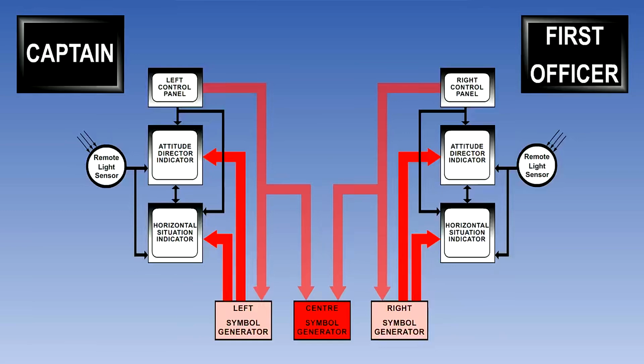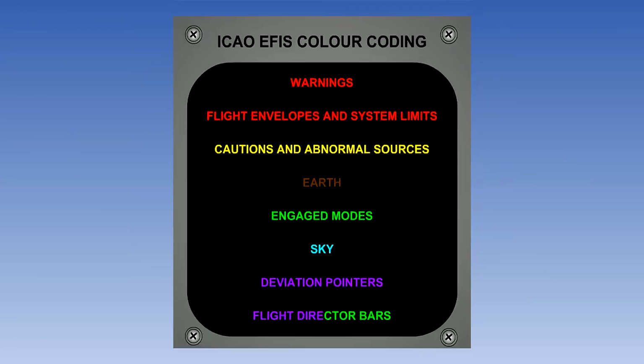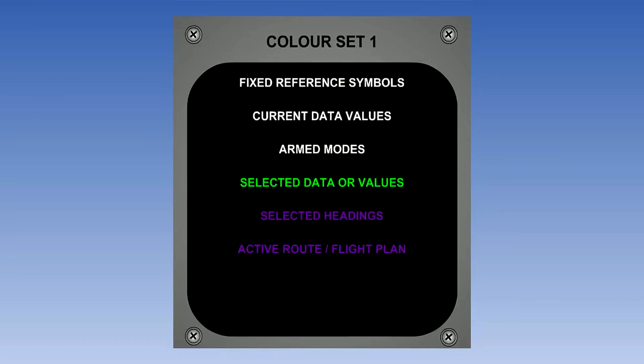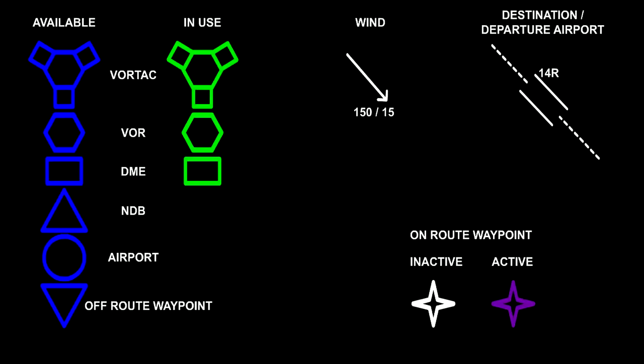Let's summarize this lesson. We started by looking at the components of an electronic flight instrument system. We said that for redundancy there was one more symbol generator than the number of displays. We then looked at the color coding. Firstly, there was the ARINC 25 standard, but complementary to this, Boeing Color Set 1. We then looked at the symbology.